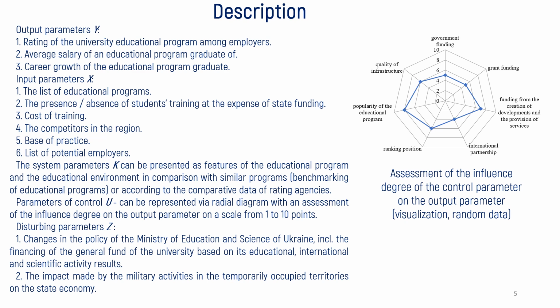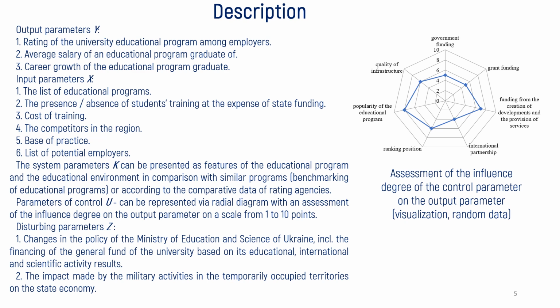Also, you can see the system parameters K, which can be presented as features of the educational program and the educational environment in comparison with similar programs. We have the list of educational programs, for example, in Ukraine, and we can see what place in this list is held by our educational programs.